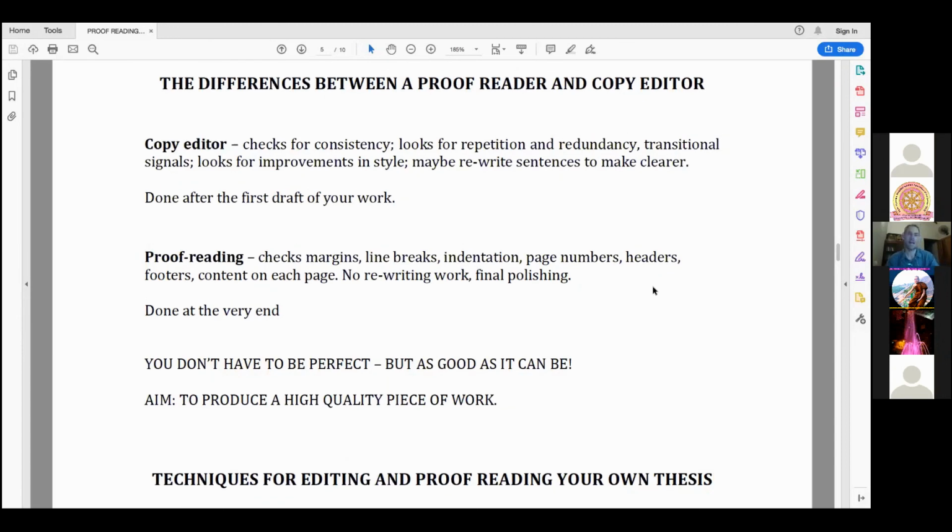Any questions? Are there any questions at this point?